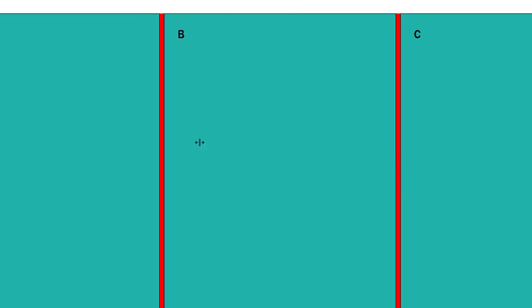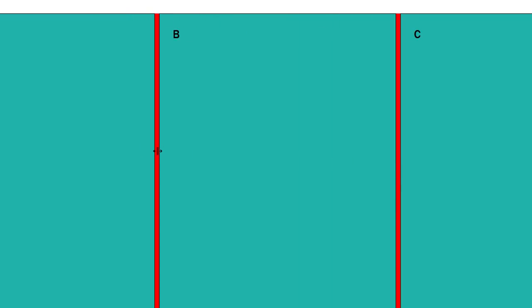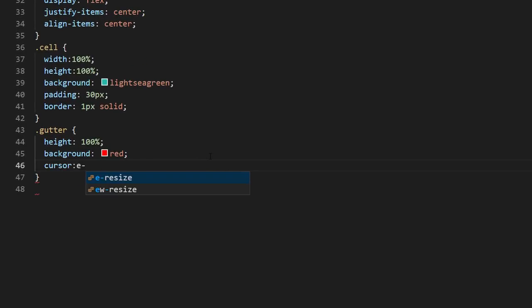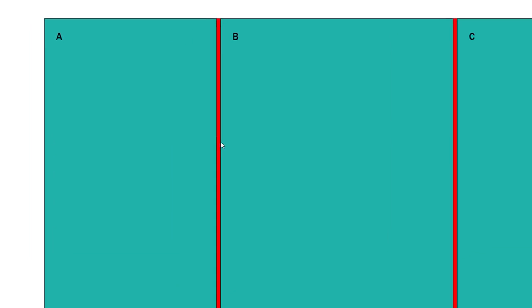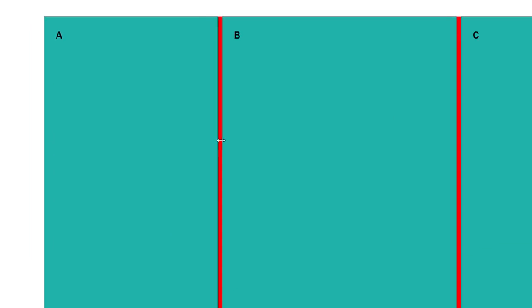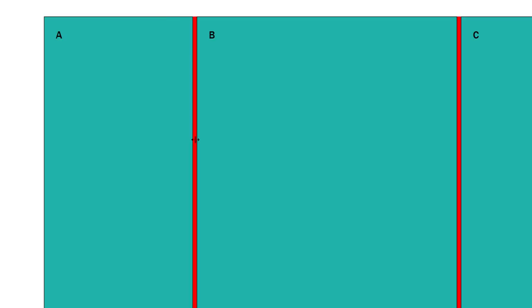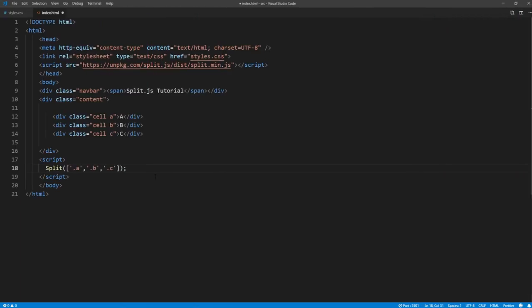Now we will have the resizable gutter, but it's a bad UX. We should change the cursor to two-sided arrow on hover to let the user know this is resizable. Looks good. Now there are some options that you are going to use pretty often in Split.js.